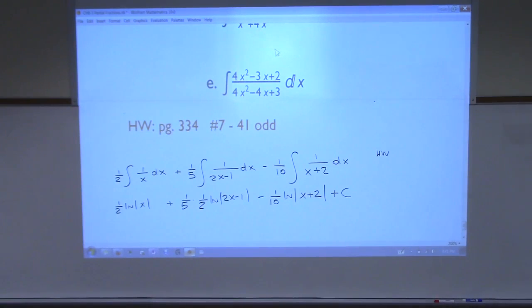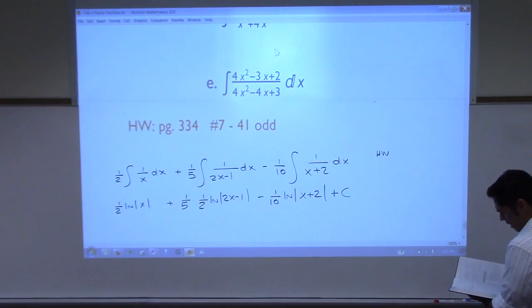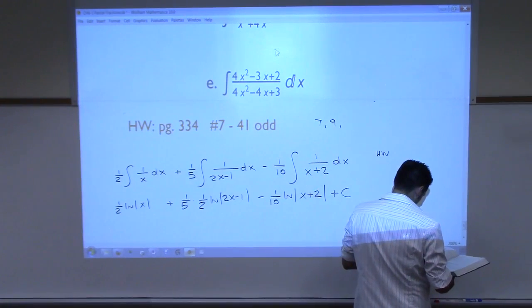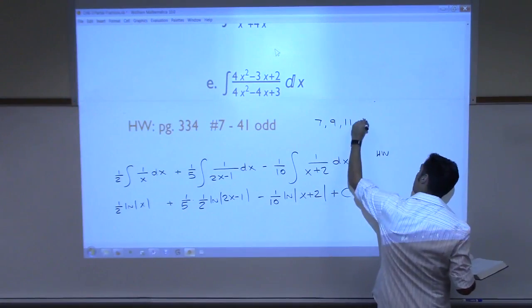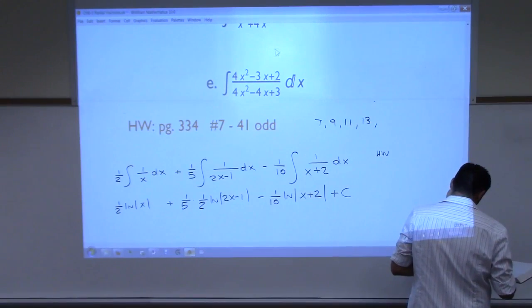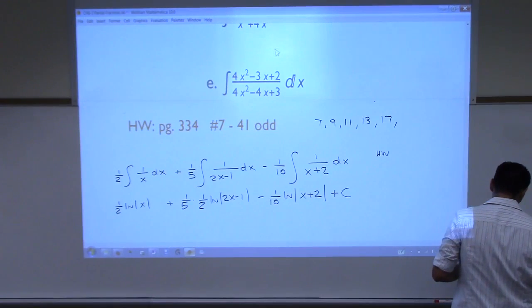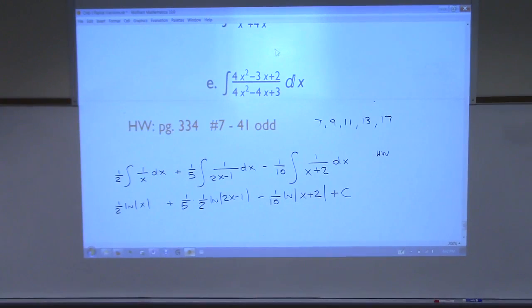I can tell you real quick which ones of these you can do right now based on what we did in class today. Based on what we did, you should be able to handle 7, 9, 11, 13, 17. Yeah, that's good. Those are 5 problems where all of them are going to be distinct linear factors, and you do it the same way that I did there.